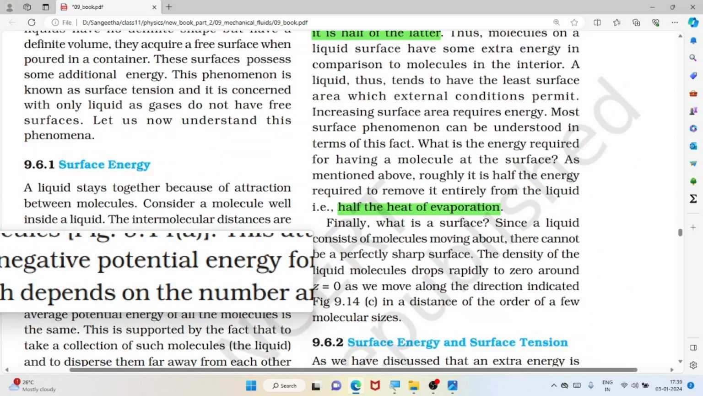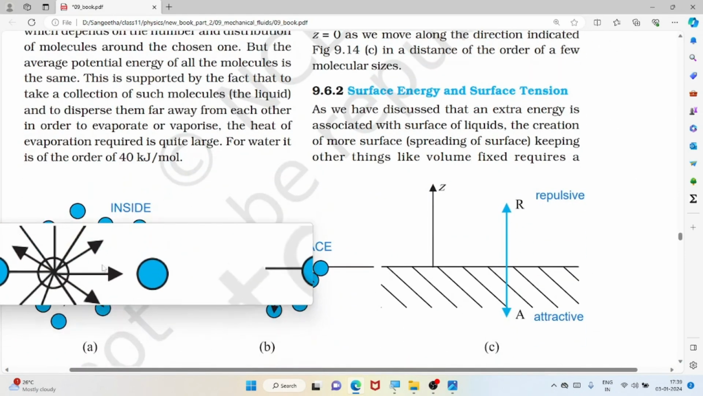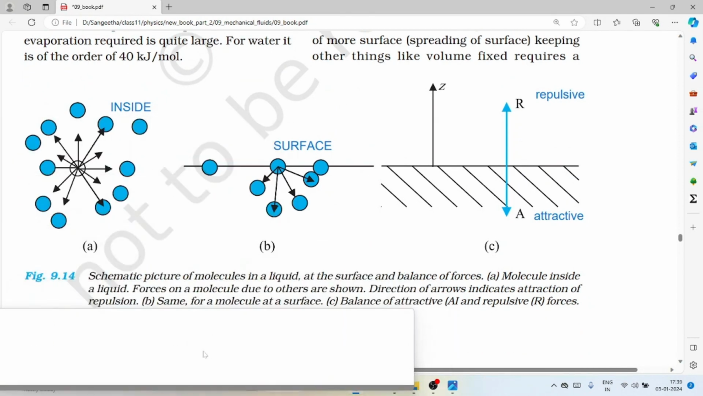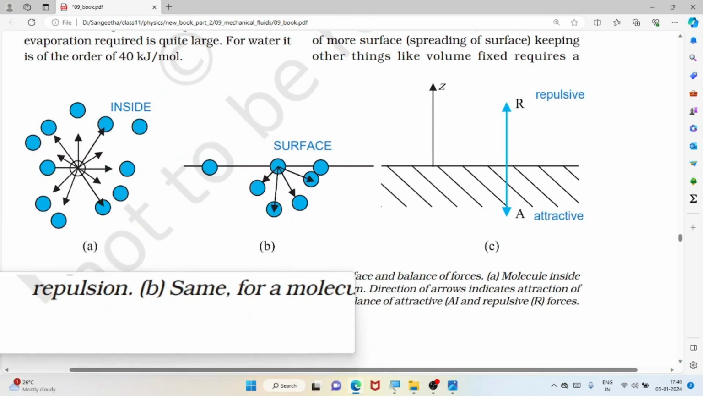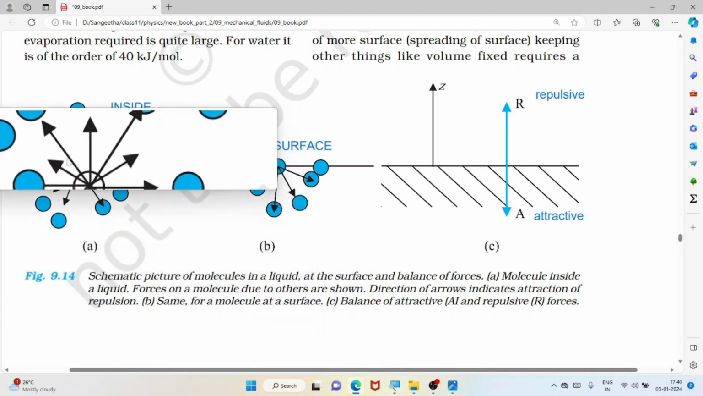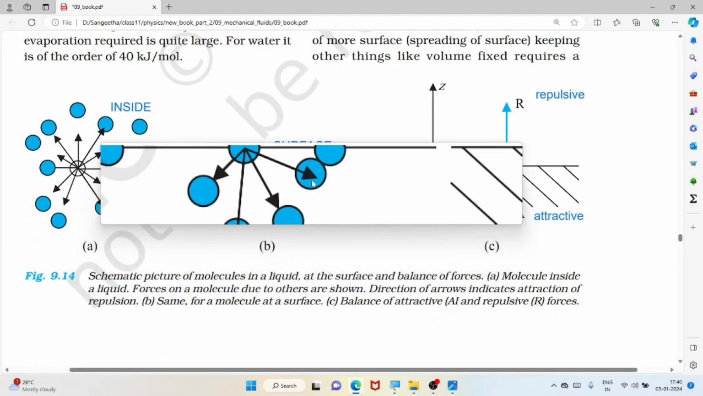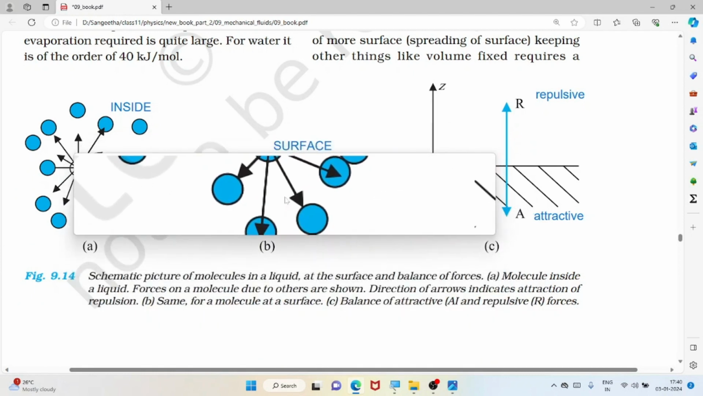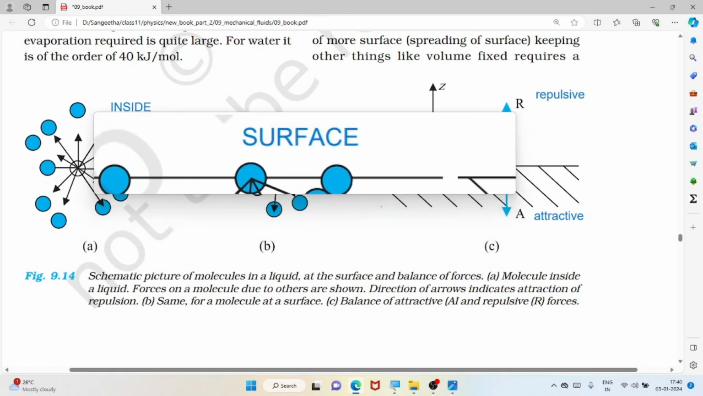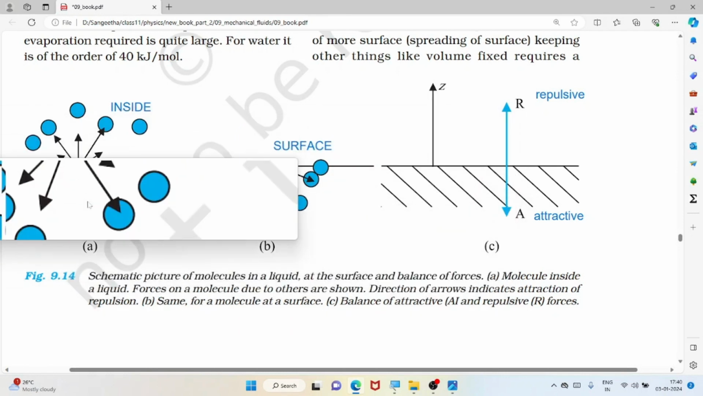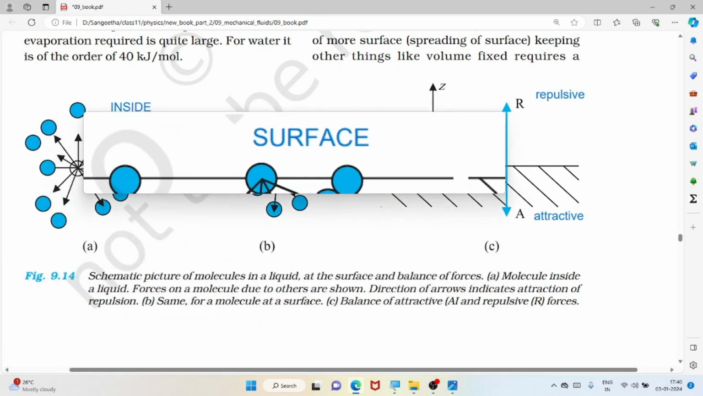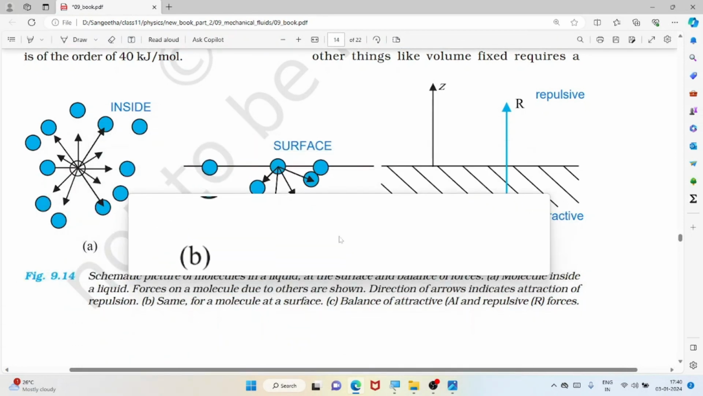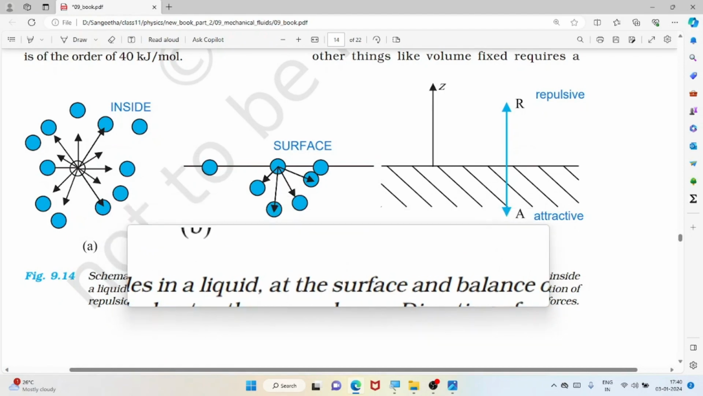Surface tension. Force per unit length is surface tension. See, this is a molecule inside a liquid. It has attraction with other molecules in all directions. But on the surface, there is nothing above the surface, so the force of attraction is only from below. See here, this is inside the liquid and this is on the surface. So on the surface there is a difference in energy that causes surface tension.